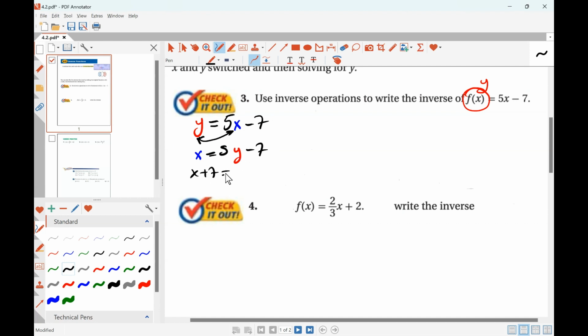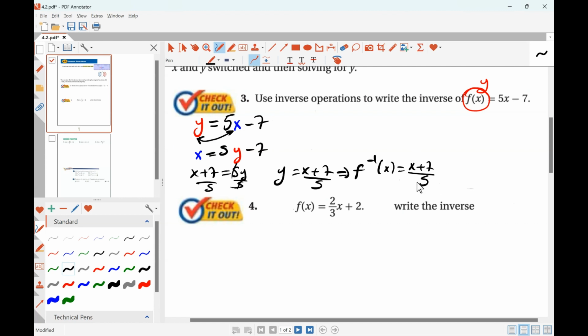x plus 7 equals 5y. Divide both sides by 5. So y becomes x plus 7 over 5. That y represents the inverse function. f inverse of x equals x plus 7 over 5. So we denote the inverse function as f superscript negative 1.